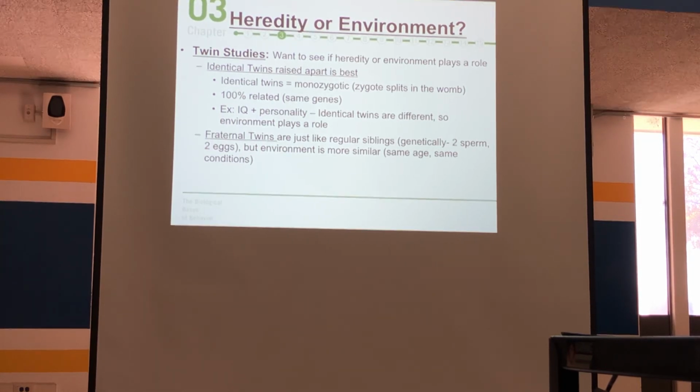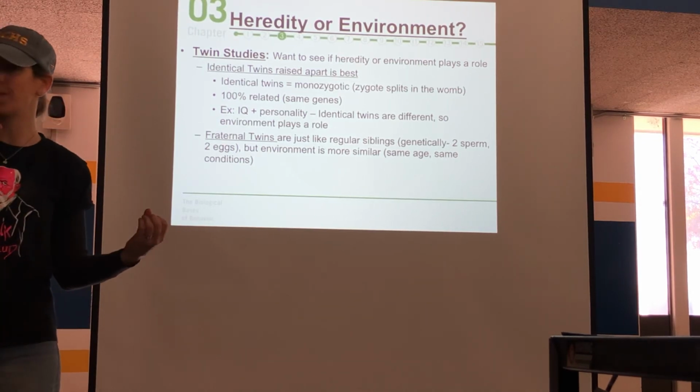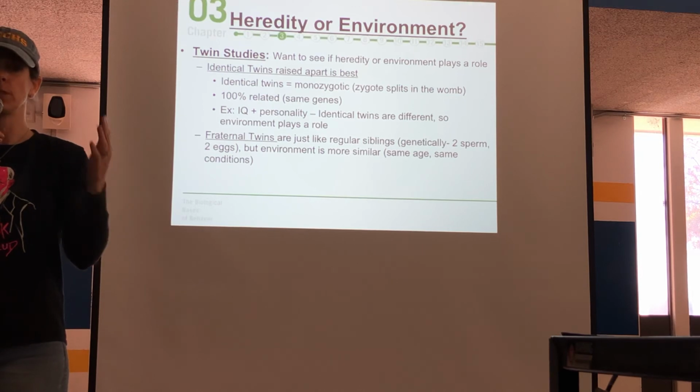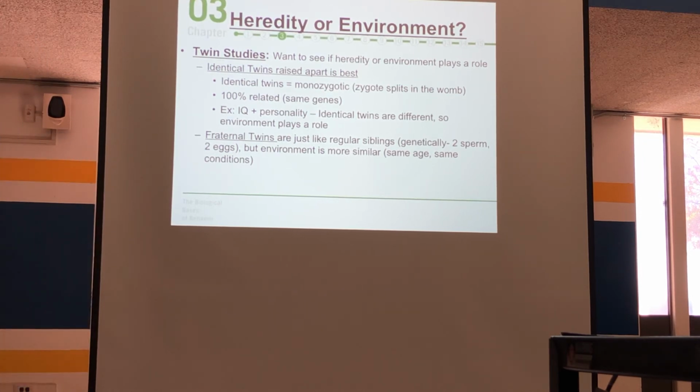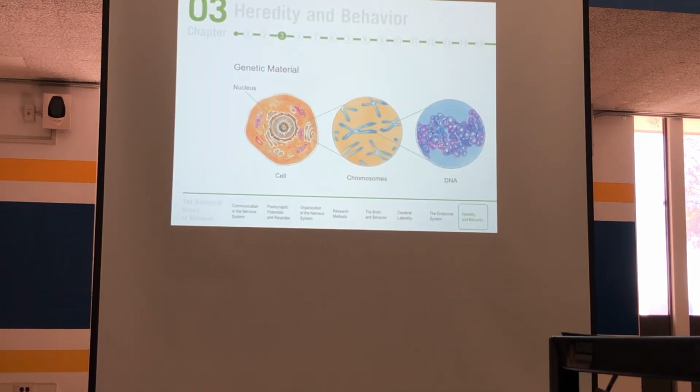In order to separate heredity and environment, what do you need to study? Not necessarily twins. It's more important to study adoption, because that way they're raised in separate environments. Identical twins raised apart would be the best to study, because not only are they 100% the same genes, but they're in completely different environments, so you could best determine genetics versus environment. But if you had to choose between a twin study and an adoption study, you would choose adoption study.